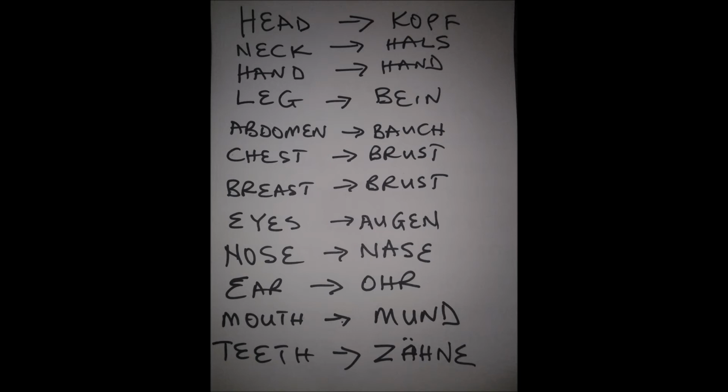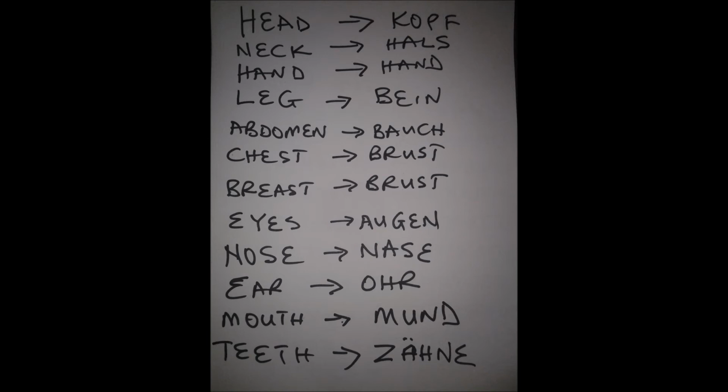Eyes, Augen. Nose is Nase. Ear is Ohr. One ear is Ohr. Two ears is Ohren. Then mouth is Mund. And teeth is Zähne. You pronounce it like T and S.